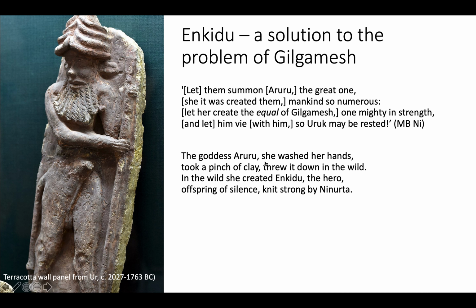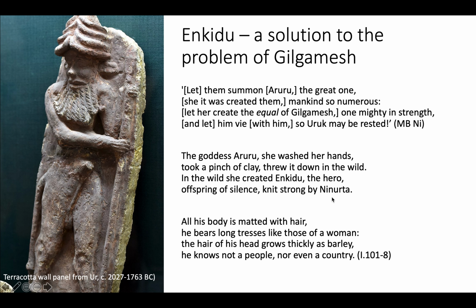So then the goddess Aruru, she washed her hands, she took a pinch of clay, threw it down in the wild. In the wild she created Enkidu, the hero, offspring of silence knit strong by Ninurta. So she creates this human in the wild, and here we get a description of Enkidu. "All his body is matted with hair. He bears long tresses like those of a woman. The hair of his head grows thickly as barley. He knows not a people, nor even a country."